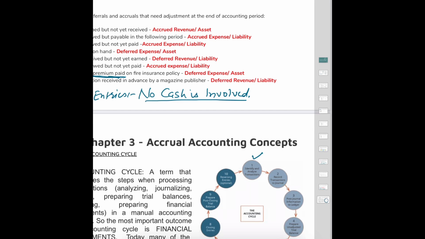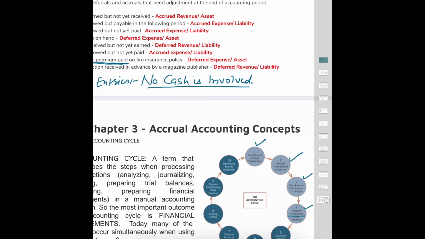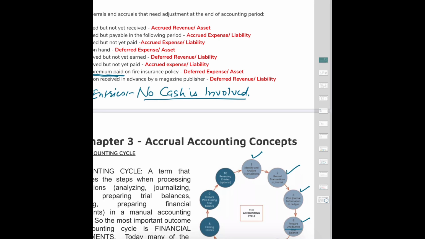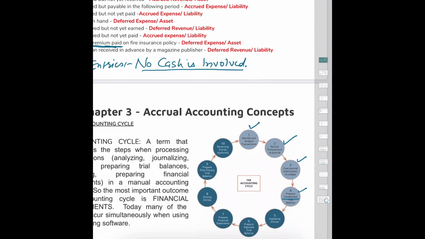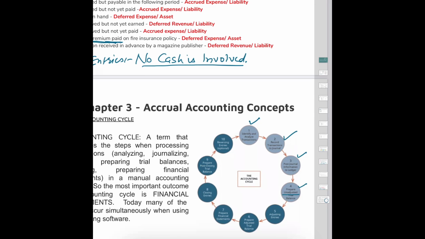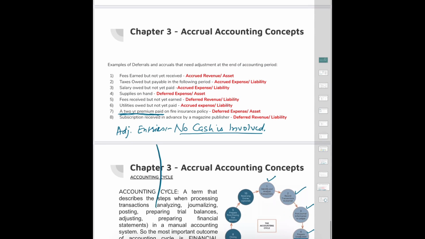First, we identify and analyze the transactions. Then we record the transactions in the journal in the chronological order. And then we post the journal information to the ledger. After that, we prepare unadjusted trial balance, means whatever the account balances are on the ledger, they show up on the trial balance, but they are not yet adjusted. So before preparing our financial statements, we will do the adjusting entries. Okay. And then we will prepare the financial statements. So that's just the accounting cycle.